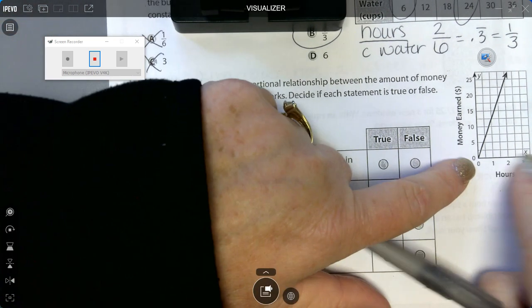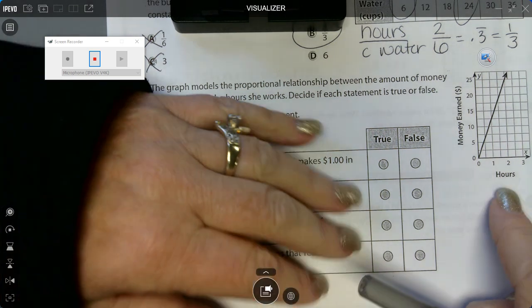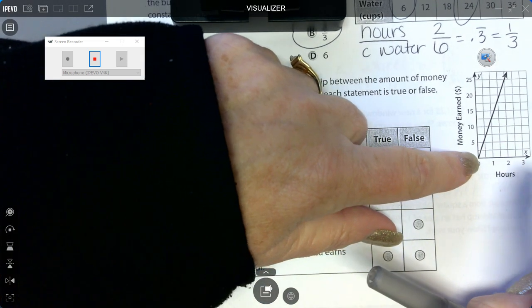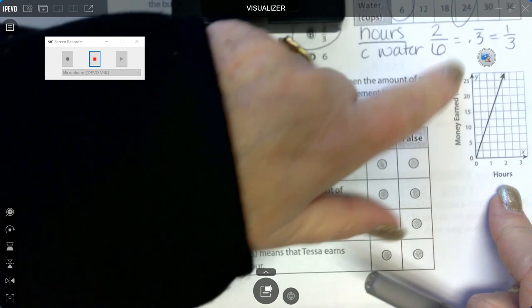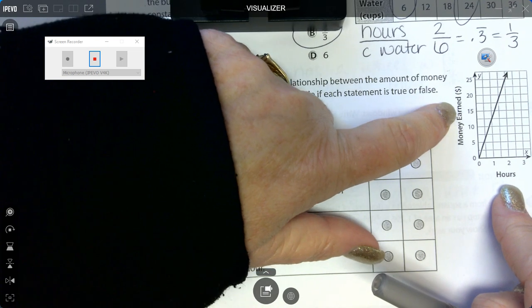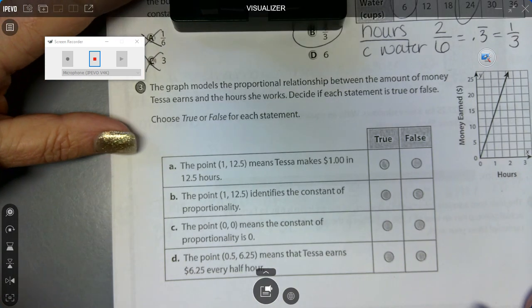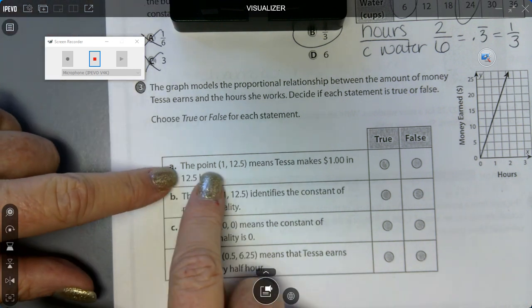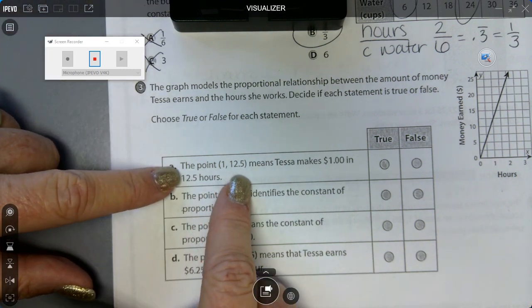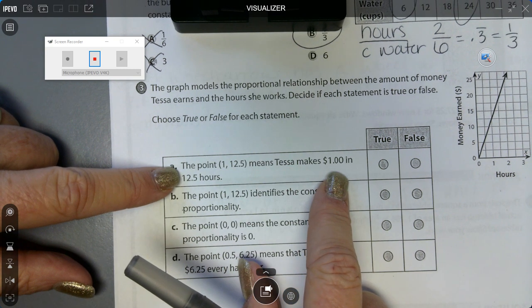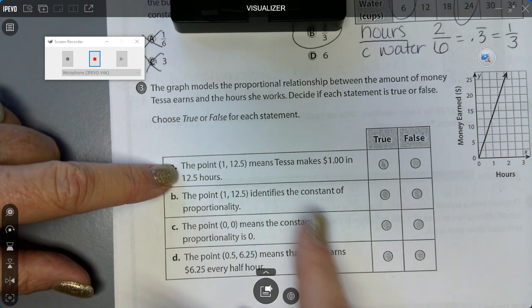Our x-axis goes with what? Y-axis. Now, our x-axis is labeled in what? Hours. Our y-axis is labeled in money earned, right? So, eyes up here right now. Pay attention. The point (0.1, 12.5) means that Tess makes $1 in 12.5 hours.